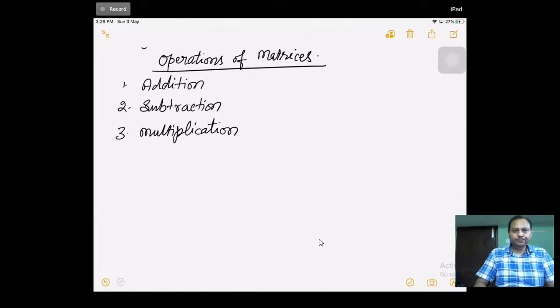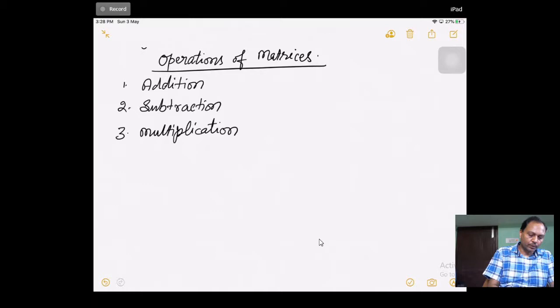Hello students, in the previous lesson we have studied the introduction of matrices and types of matrices. Today we are going to learn the basic operations of matrices like addition, subtraction, multiplication and finding the inverse. So today we will cover these three things: addition, subtraction and multiplication of matrices.